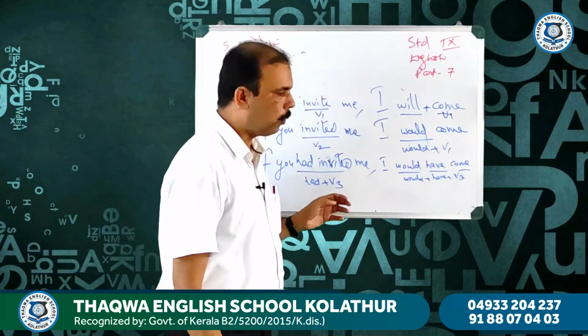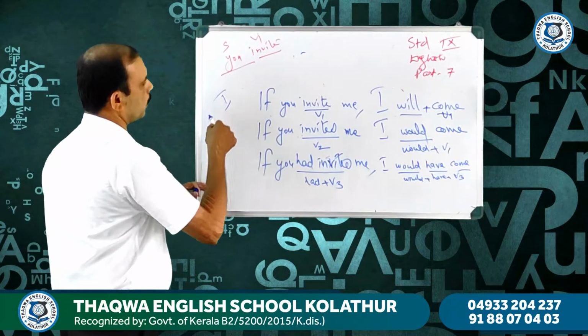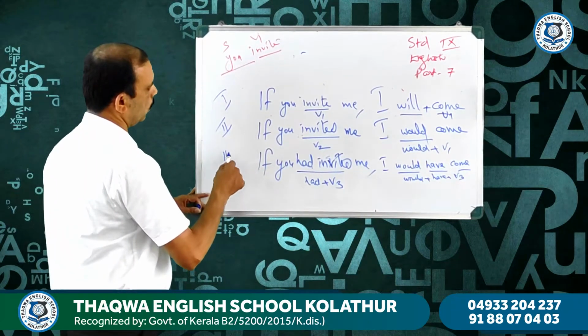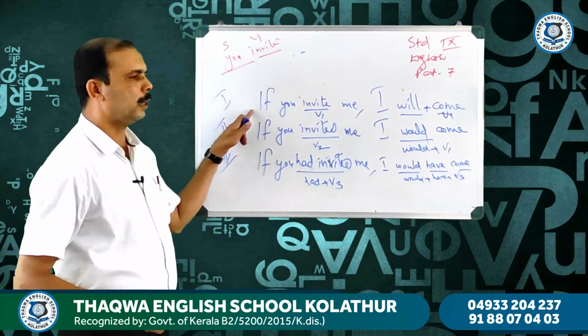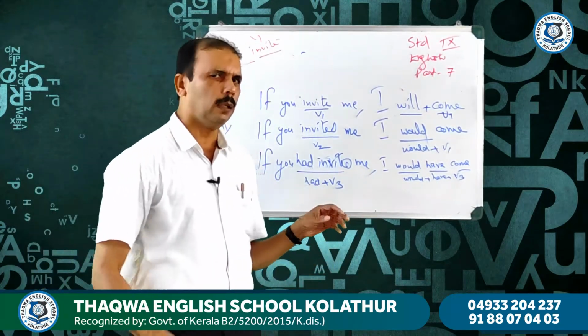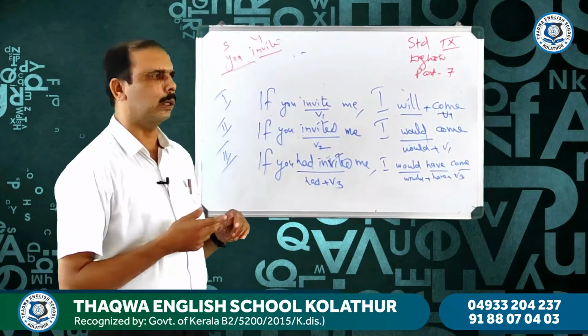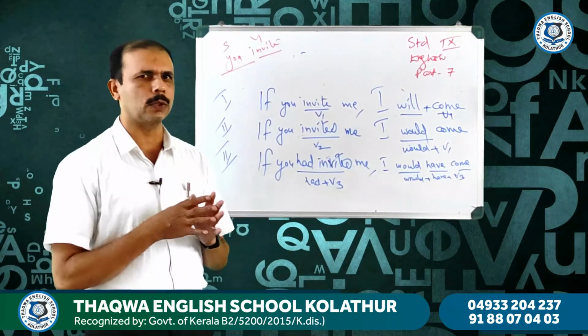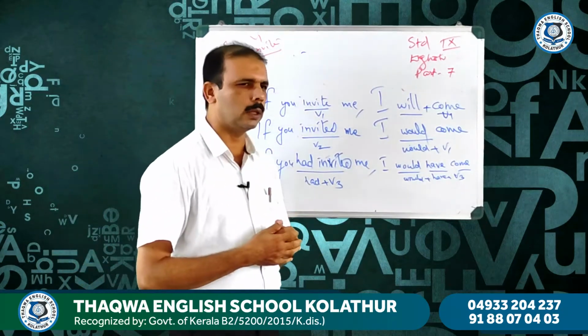So these are the three forms of conditional clauses. There are three forms of conditional clause: type 1, type 2, type 3. This is a possible condition. Why is it called a possible condition? Listen here carefully, this will not be repeated. And you can expect such a question in your SLC examination also.